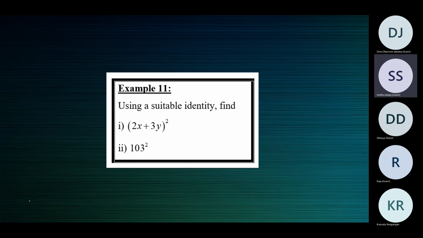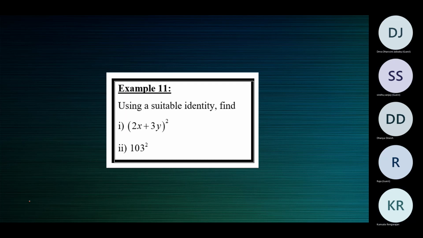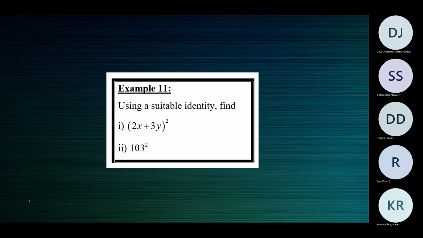Yes, ma'am. What is the value of a? 100. Value of b? 3, ma'am. Okay, very good. We haven't finished, but now look at the first one. 2x plus 3y the whole square also looks like a plus b the whole square. What is a from that? 2x, ma'am. What is b? 3y, ma'am. Okay.